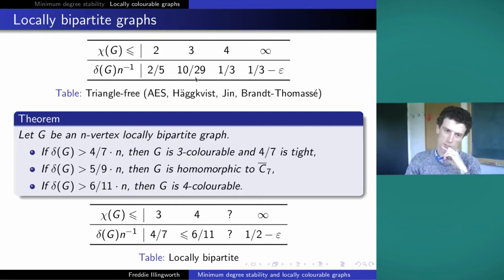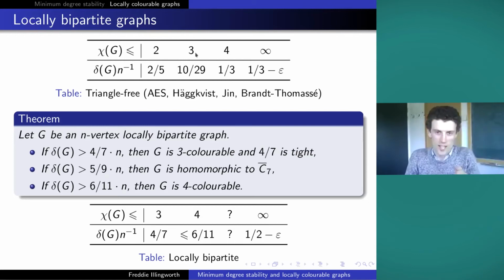At the top, this is just a reference. This is what happened for triangle-free graphs. So the 2/5 result was Andrásfai in the 70s, then Häggkvist in the 80s, Jin in the 90s, and Brandt and Thomassé in the early noughties. What they showed was, if you want a triangle-free graph to be bipartite, you need its minimum degree above 2/5. 3-colourable is a slightly weird fraction, 10/29, a bit bigger than a third.